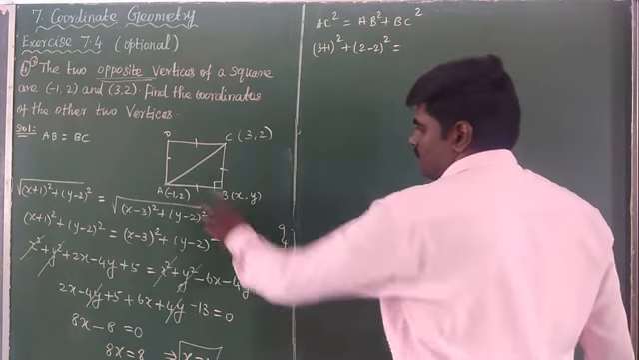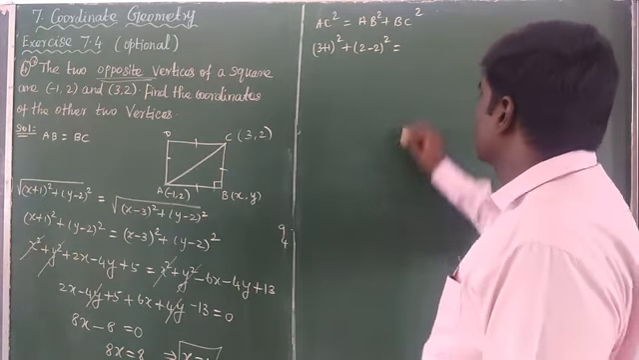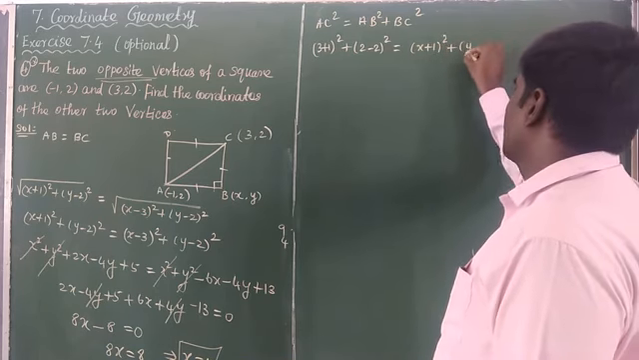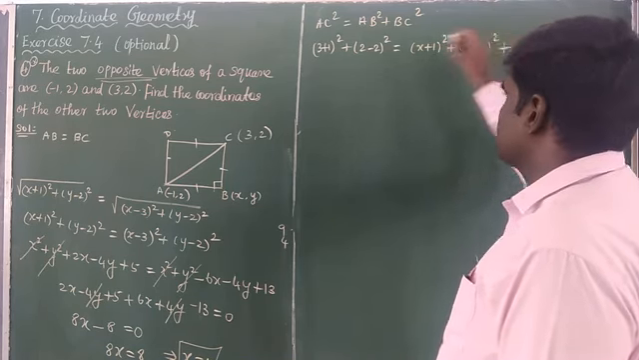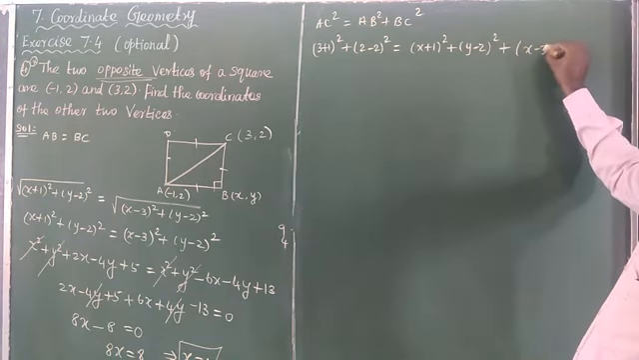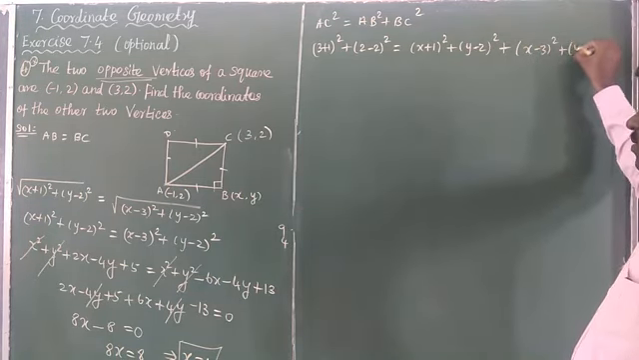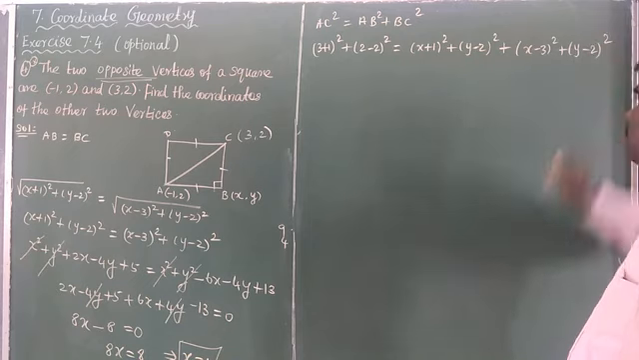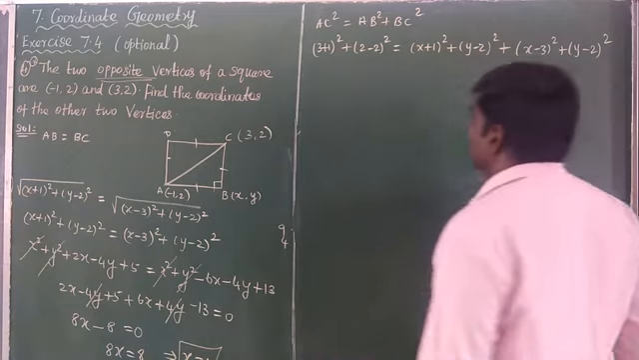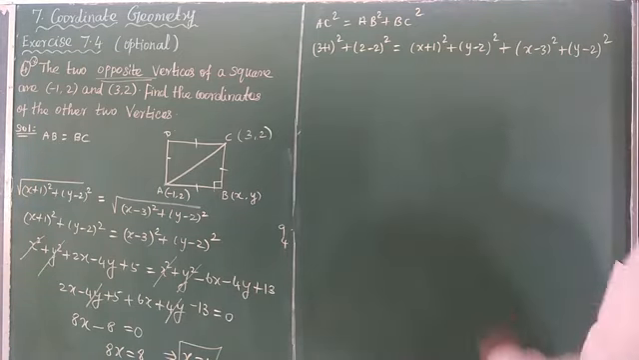Here AB square is (x plus 1) the whole square plus (y minus 2) the whole square, plus BC square, which in the same way is (x minus 3) the whole square plus (y minus 2) the whole square. Now, what is the value of x? x is equal to 1. You must substitute the value x equal to 1.